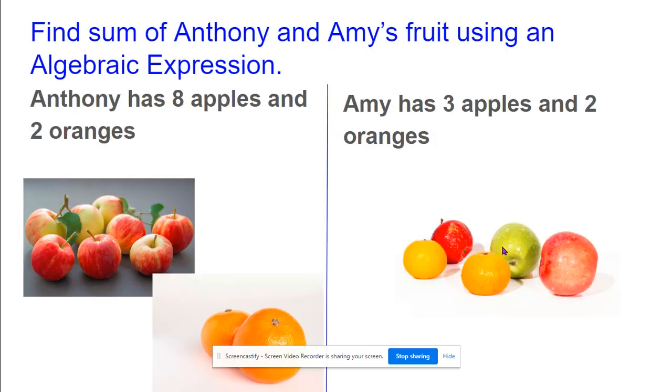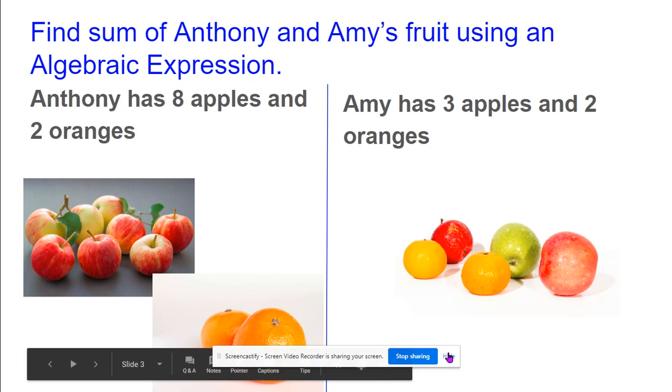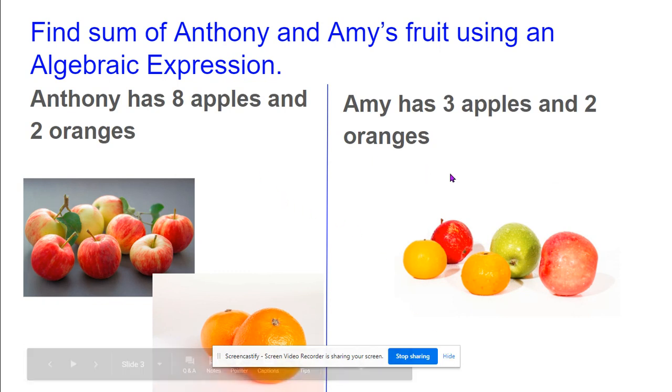So let's look at this. We find the sum of Anthony and Amy's fruit using an algebraic expression. When we look at this, we see that Amy has 3 apples and 2 oranges. Anthony has 8 apples and 2 oranges. I know you're saying, oh, I can look at that and tell you how many apples and oranges there are, but we have to use an algebraic expression. So let's see what we can do.